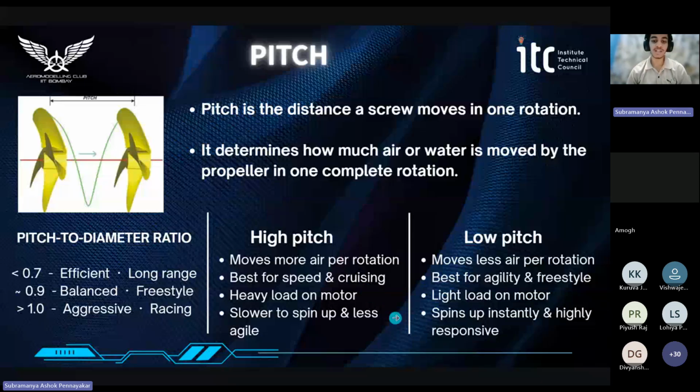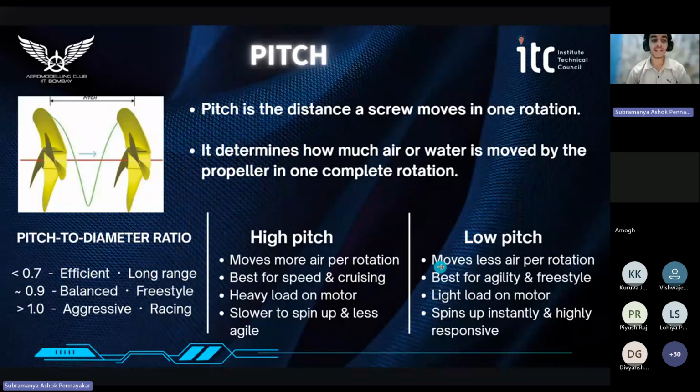Yeah, it's very simple. High pitch imposes a heavy load on the motor, is slower to spin up, and less agile. It is slower to spin up because as it moves more air per rotation, it feels more resistance, the aerodynamic drag. On the low pitch side, it spins up instantly and is highly responsive.